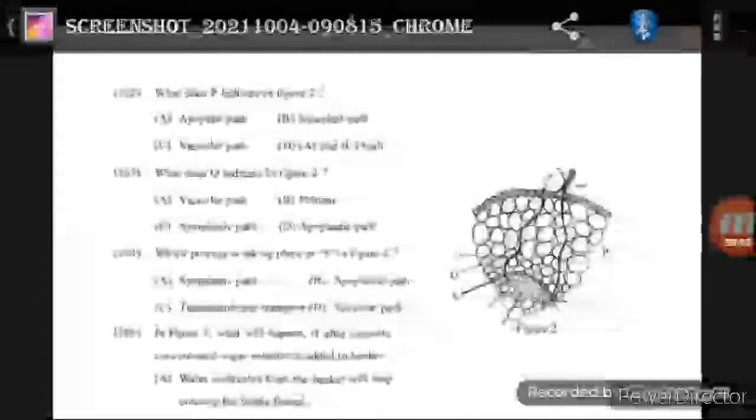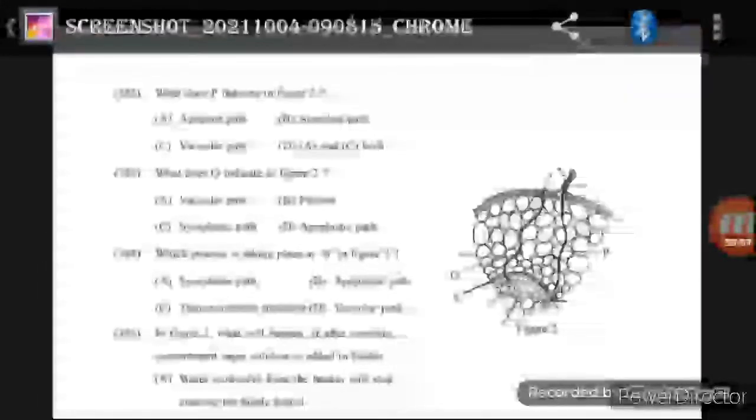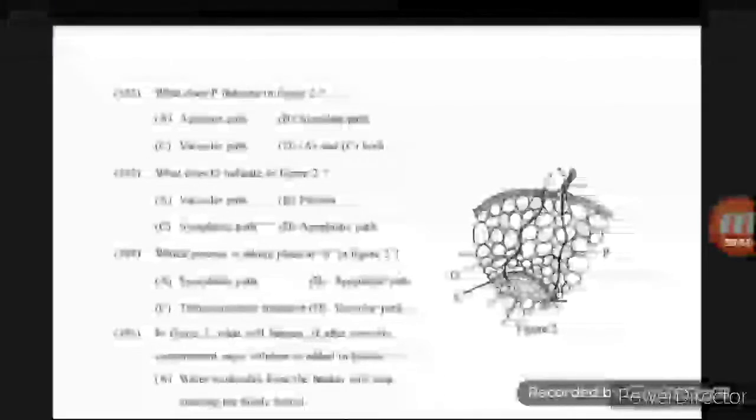So what is Q here? In this diagram you can see Q. What does it indicate? P you got as the symplast pathway. What does Q indicate? Here you have to say: is it the vascular path, phloem, symplast path, or the apoplast pathway?